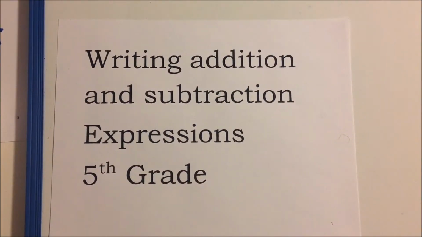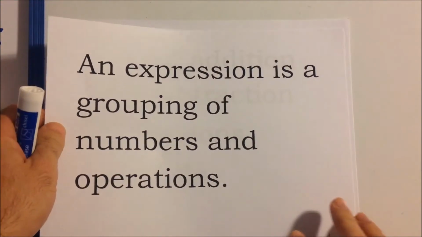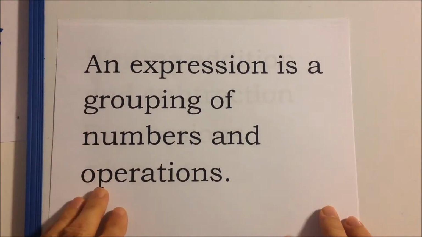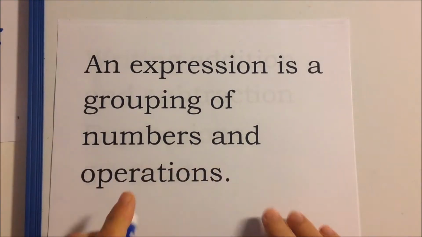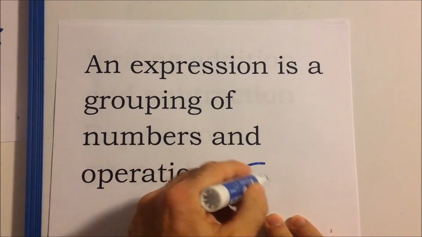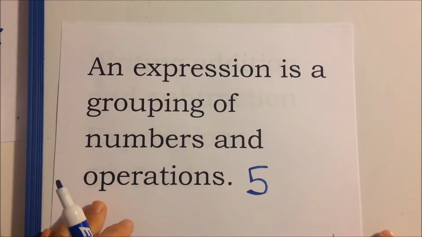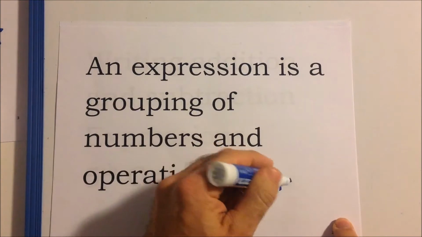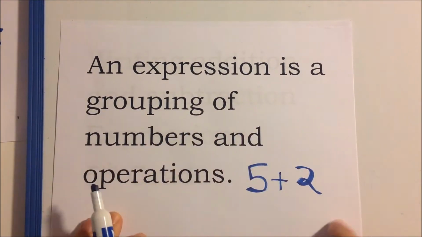Okay, here's our video on writing addition and subtraction expressions. So an expression is a grouping of numbers and operations. For example, I can just put the number 5. That's an expression. It just represents 5. But also I can do 5 plus 2, right? That's an expression, 5 plus 2.